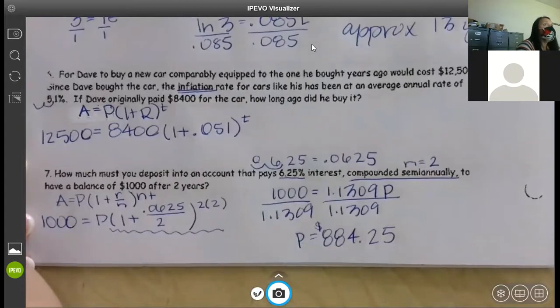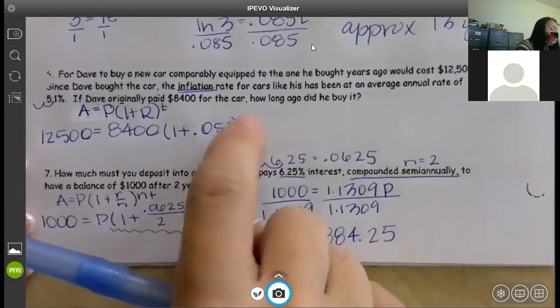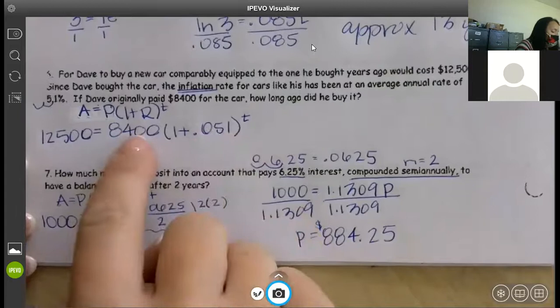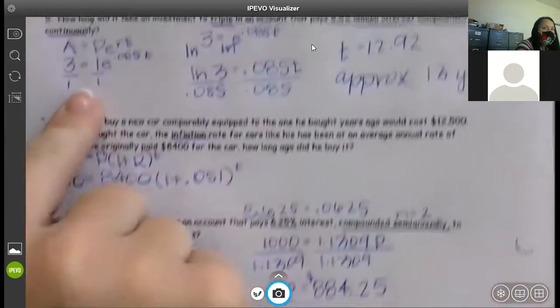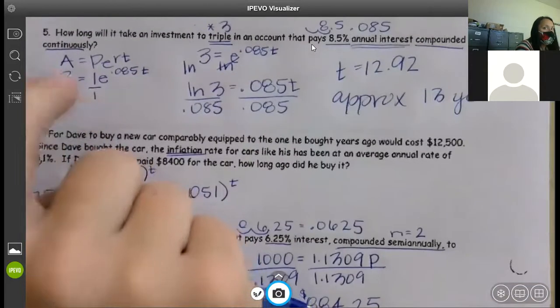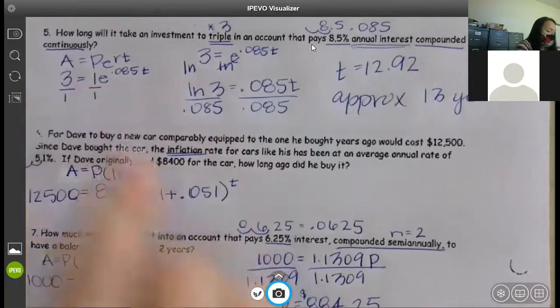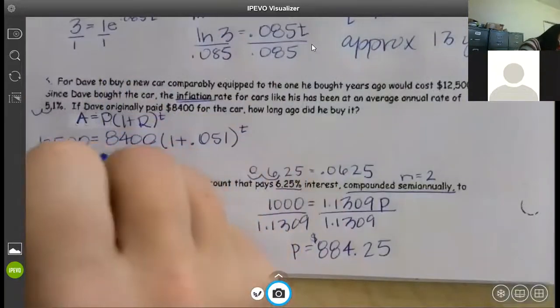All right, so we're going to clean this up. We have to get this power by itself. That's what we're looking for. So the first thing you need to do is get rid of this 8,400, just like I did right here. To get E by itself, we got to get rid of that power. That's what we were working with. So we got to divide that number out first. So we're going to divide by the 8,400.